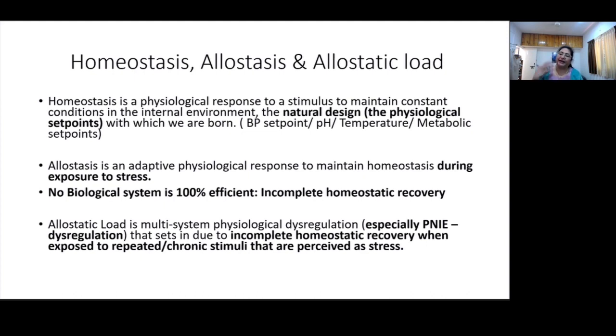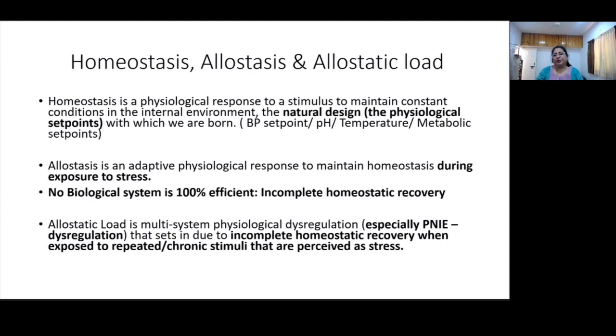So when we are repeatedly exposed to stressful stimuli, this amount of error builds up. Allostatic load is nothing but this built-up error in the physiological system. So you can call allostatic load a multi-system physiological dysregulation, especially of the PNIE, that is the psycho-neuro-immune-endocrine axis. This dysregulation sets in due to incomplete homeostatic recovery whenever we are exposed to a repeated chronic stimulus that is perceived as a stress.